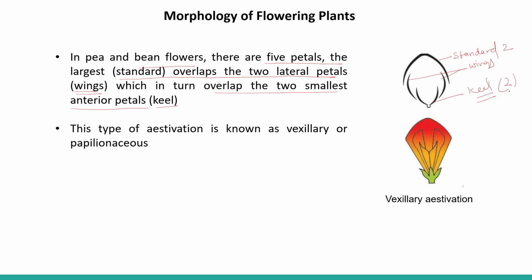So 2 and 2. Okay, so 2 lateral petals which in turn overlap the 2 smallest interior petals, and there are 5 petals, the largest. So this one is the 1 petal and this is the largest. This is not fused. This is the largest one and it is called standard. 2 wings. This is 2 wings and this is 2 fused to form keel. So this type of aestivation here you can see is vexillary or papilionaceous. Okay.